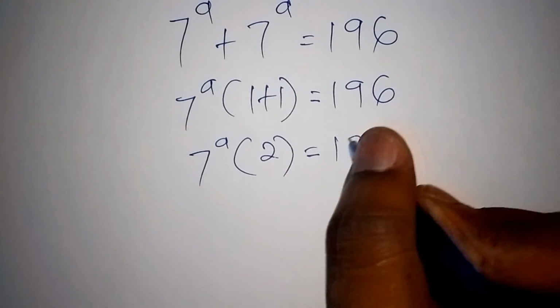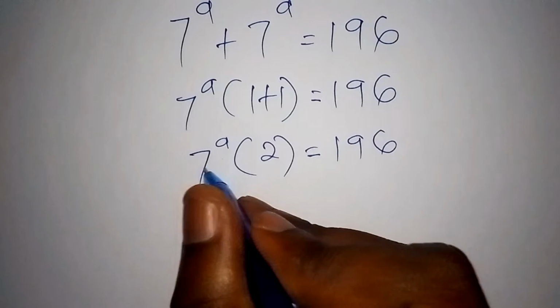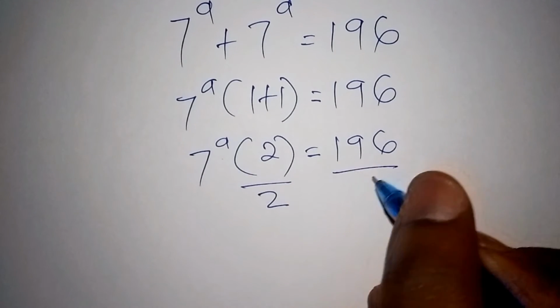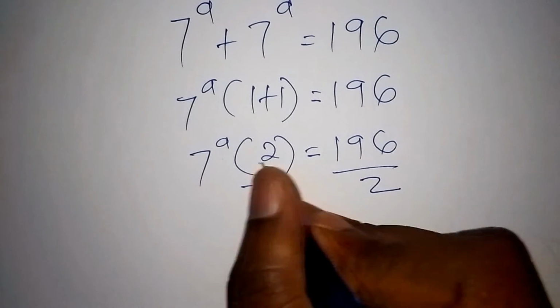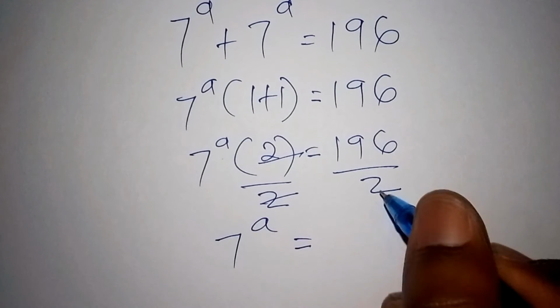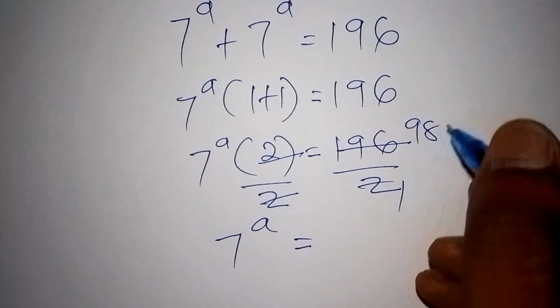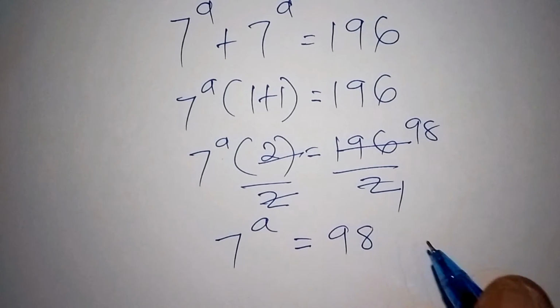Equal to 196. So let's now divide both sides by 2 so that we can have 7 to the power of a. So here also divide by 2. 2 by 2 shall now cancel. So now we shall have 7 to the power of a is equal to, 2 into 196, now we shall have 98. So it is equal to 98.